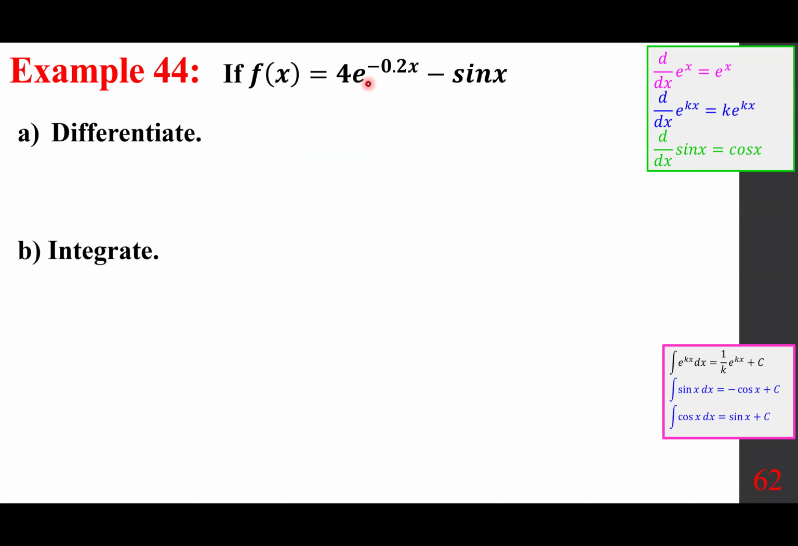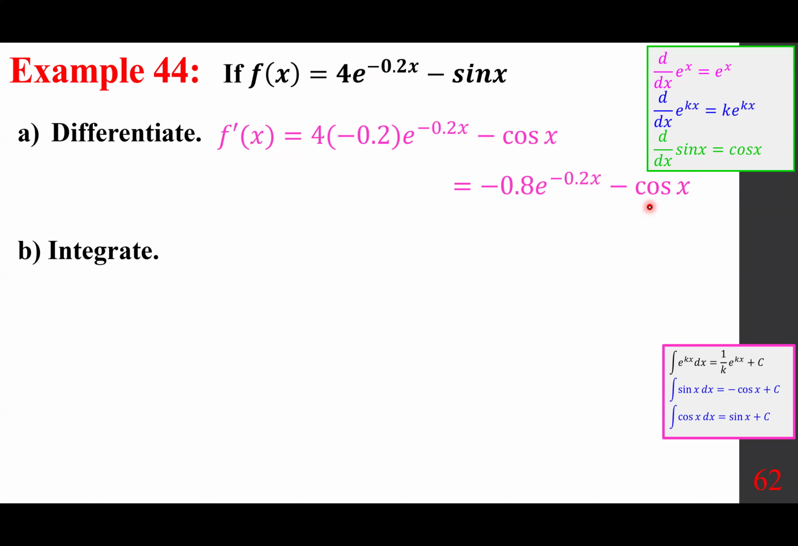If f of x is 4 e to the power of negative 0.2x minus sine x, we want to differentiate, and we want to integrate. I want to remind you the differences. So 4 remains. The same thing is the derivative, and you multiply it by negative 0.2, minus cosine x. So one more time. 4 is a multiplier. You write the same thing and you multiply by the coefficient of x. This is cosine. We are going to rewrite this as negative 0.8 e to the power minus 0.2x minus cosine. So that's differentiation.